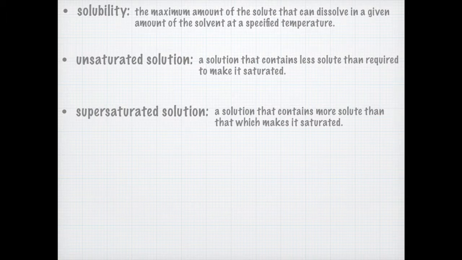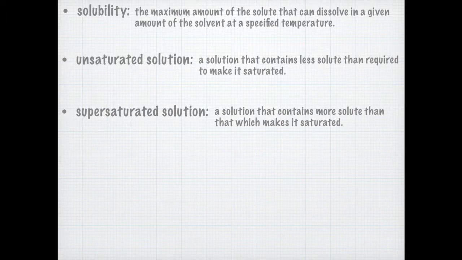So where solubility comes in here, if we take a saturated solution and we increase the temperature, as we'll see in the next video, that increases the solubility of that solute, so the amount that can actually be dissolved. So if we keep heating up the water and adding more solute, then you're going to end up with more solute dissolved than was typically expected in a saturated solution.